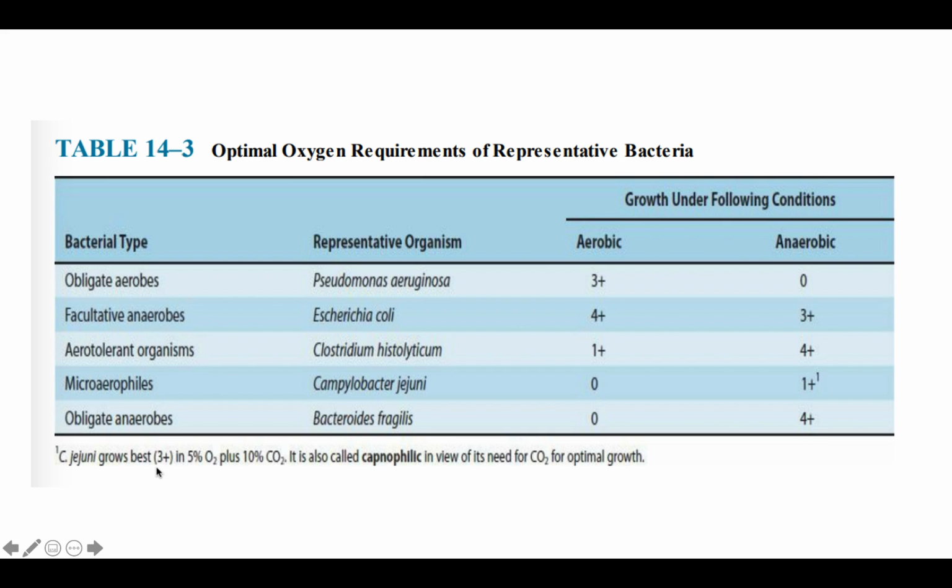This sometimes comes up in license exams. C. jejuni grows best in 5% O2, and it requires more CO2 to improve its growth from +1 to maybe +3.